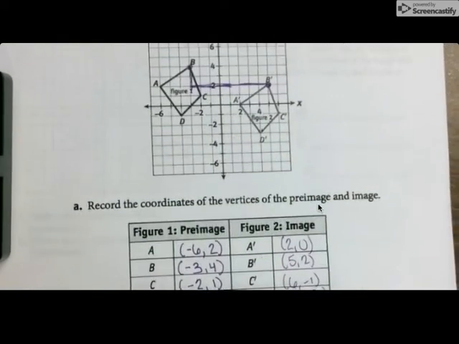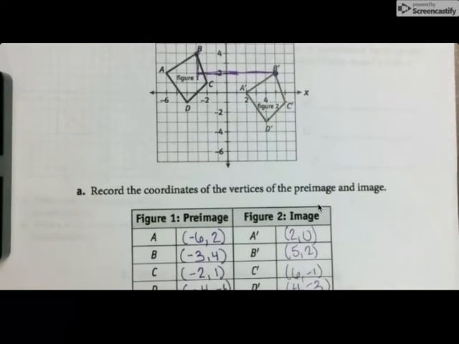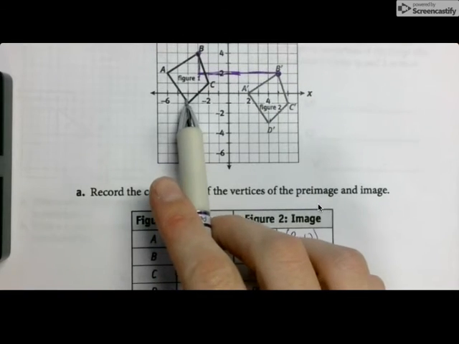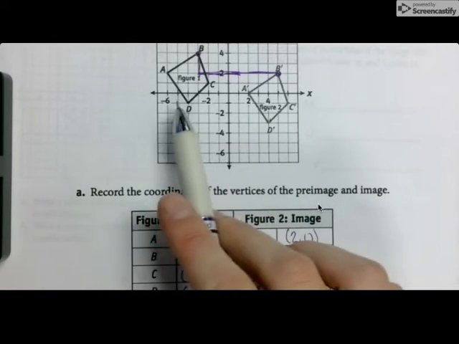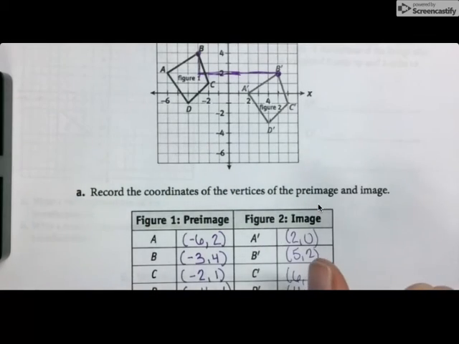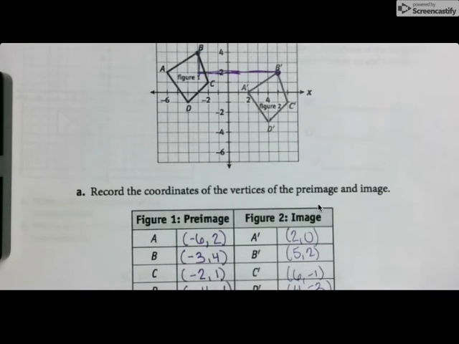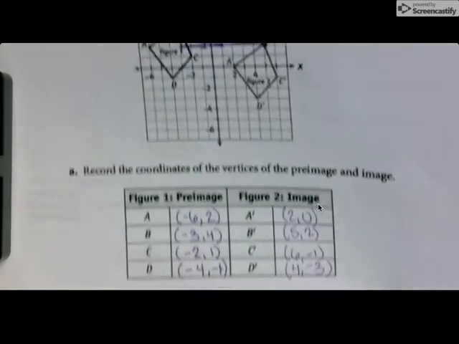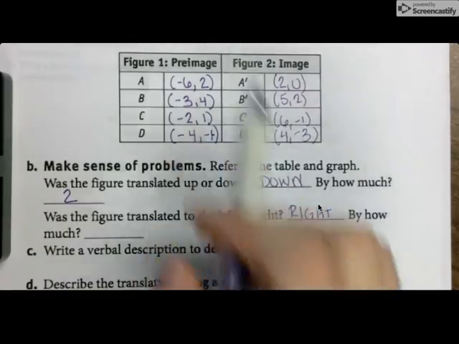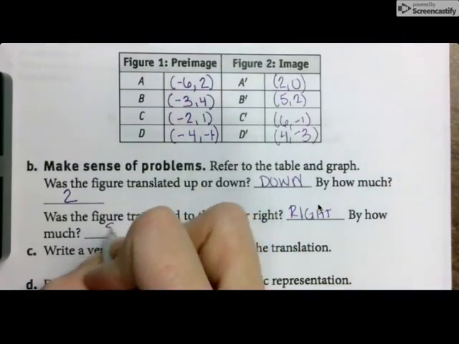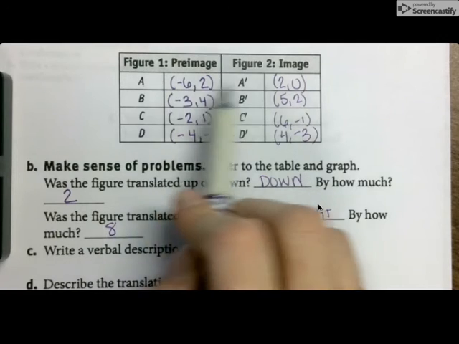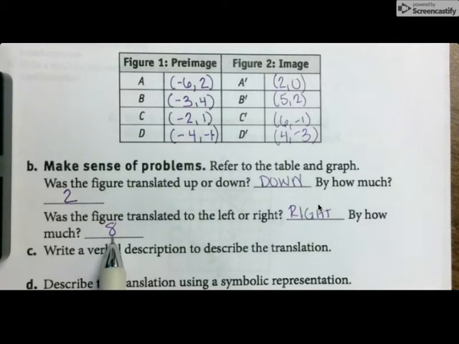Was the figure translated left or right? Well, if I start at the left one, figure 1, and go to figure 2, did I go left or did I go right? I went right. Okay? And I already have the line here. So how many right did I go? 8. You should have counted 8. Okay? And again, looking at this, -6 to +2 is a distance of 8. -3 to +5 is a distance of 8.